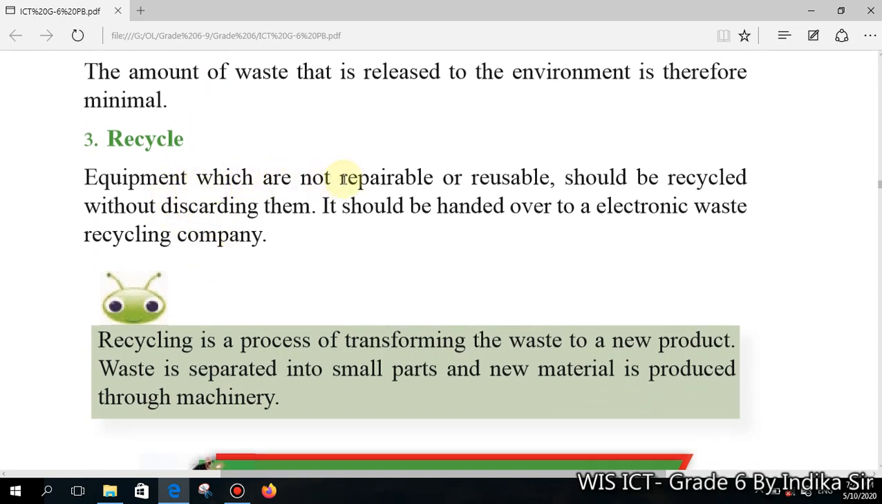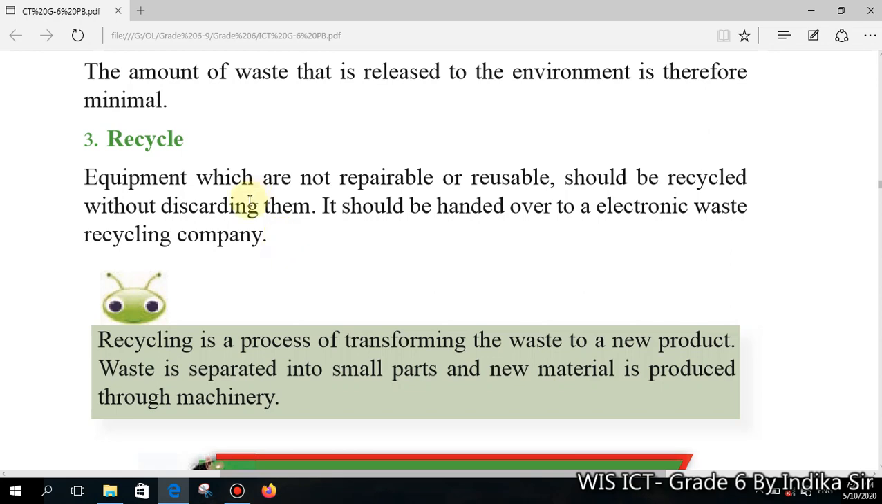The third one, recycle. Equipment which is not repairable or reusable should be recycled without discarding it. That should be handed over to electronic waste recycling companies. There are companies who get this electronic equipment which you cannot use, and they recycle it.